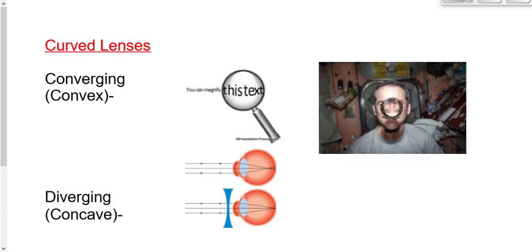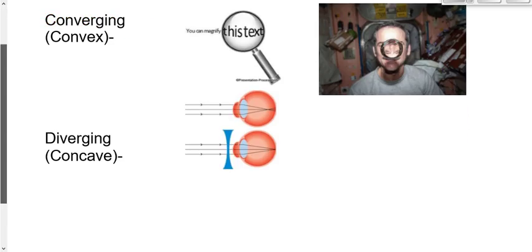I have diverging or concave lenses in front of my eyes. These are lenses that are thinner in the middle than they are at the edges. Now this is pronounced, this is exaggerated, but you get the idea. My lenses, and I'm sure yours too, are thinner in the middle than they are at the edges. Reading glasses are thicker in the middle than they are at the edges. Reading glasses are convex or converging lenses.